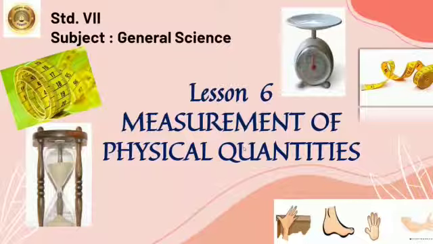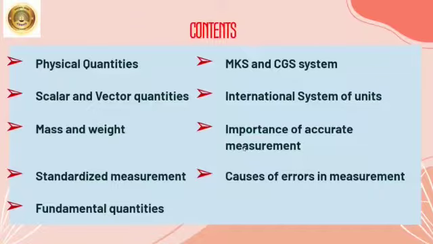Today we are going to study lesson number 6, Measurement of Physical Quantities. In this lesson, we are going to learn about physical quantities, scalar and vector quantities, mass and weight, standardized measurements, fundamental quantities, MKS and CGS system, International System of Units, importance of accurate measurement, and the causes of errors in measurement.